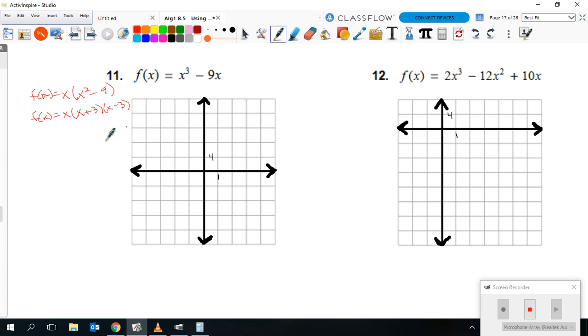So if we just use the zero product property, x is equal to 0, x plus 3 is equal to 0, and x minus 3 is equal to 0. And so obviously we can see this one's going to be 0, this one's going to be negative 3, and this one's going to be positive 3. So there's our three zeros. Let's go ahead and plot those here. So we put 0 right there in the middle, negative 3 and positive 3. So 1, 2, 3 this way, 1, 2, 3 this way.